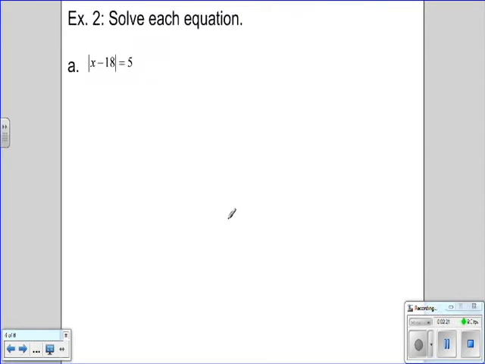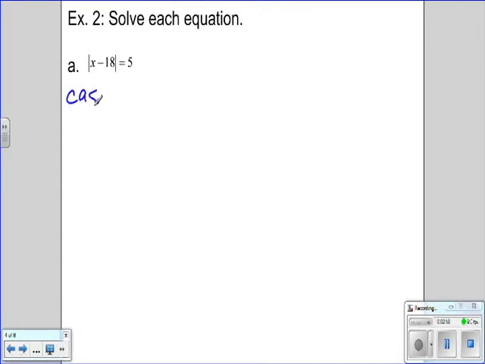All right, let's try an equation. So we learned a couple slides ago that sometimes absolute value equations have two solutions. The reason is, in this case, the absolute value of x minus 18 equaling 5, there's two possibilities, right? We could have the absolute value of negative 5 equaling 5, or we could have the absolute value of positive 5 equaling 5. So you need to set up two cases anytime you're solving an absolute value equation.